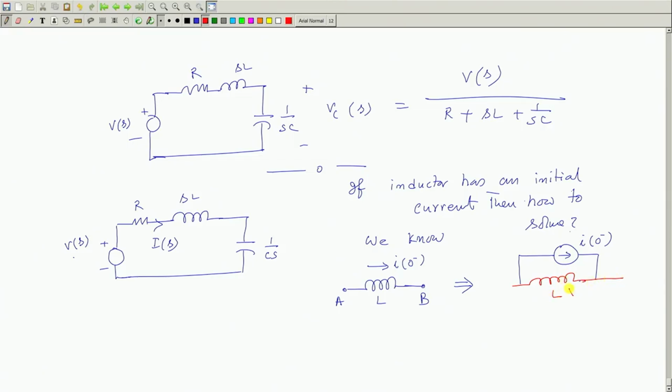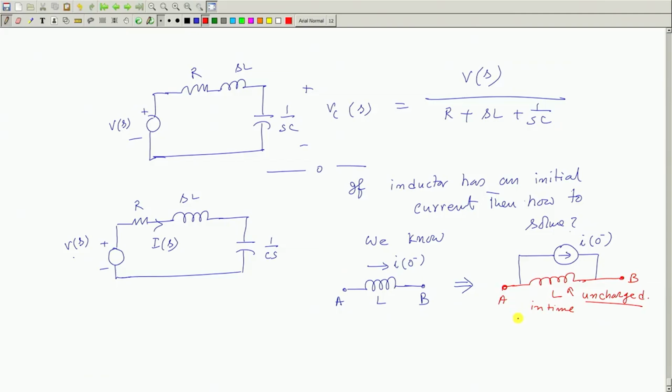So, this inductor is uncharged, and these are the points A and B. You can replace an inductor which is having some initial current, in time domain. This is in time domain. This is how it can be represented: as an inductor without any initial current in parallel with a current source. Direction of that current source is what? The direction in which the initial current was flowing. Magnitude of that is this.